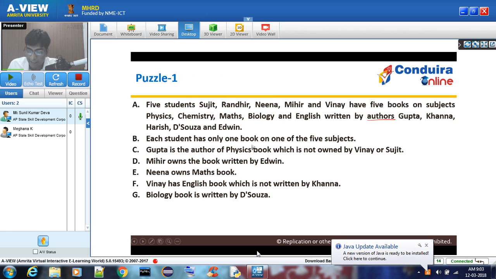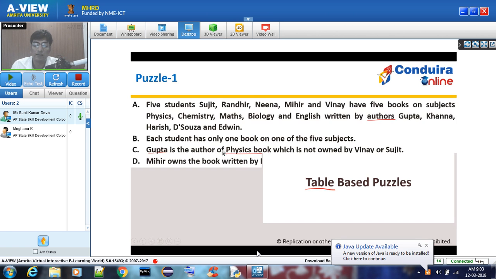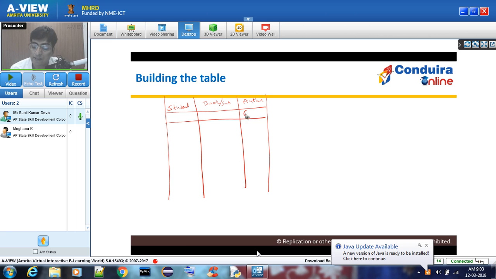So each student has only 1 book on one of the 5 subjects. Okay, Gupta is the author of the physics book. This is what I call positive information, because immediately I can go back to our table and say, okay, Gupta is the author, where the subject is physics. Now, what do we call this? We call it positive information because it allows us to fill something directly in the table.